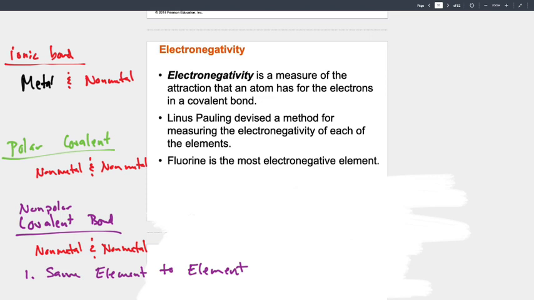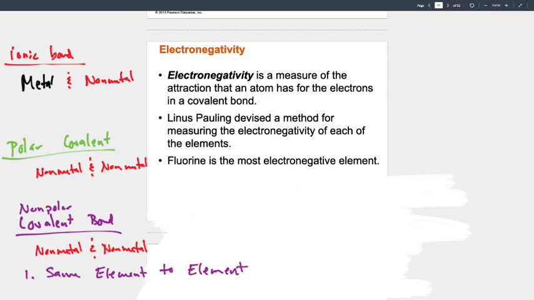Make sense? I could do carbon to carbon, non-polar covalent. I can do hydrogen to hydrogen, non-polar covalent. Oxygen to oxygen, non-polar covalent. This next one becomes interesting, and you might have a good enough memory to call me out on my examples, so I appreciate that. Okay? We'll come back to water in a second.